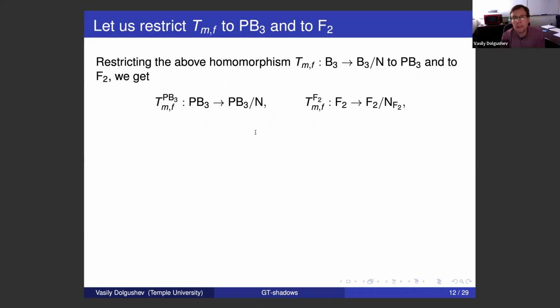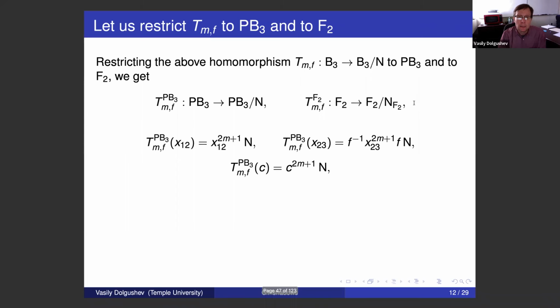Then it makes sense to take this TMF and restrict it to PB3 and F2, and we get useful things. So we get a homomorphism. When I restrict to PB3, I get a homomorphism from PB3 to this quotient. And if I restrict it to F2, I get a homomorphism from F2 to this quotient. And in fact, here are explicit formulas for these homomorphisms.